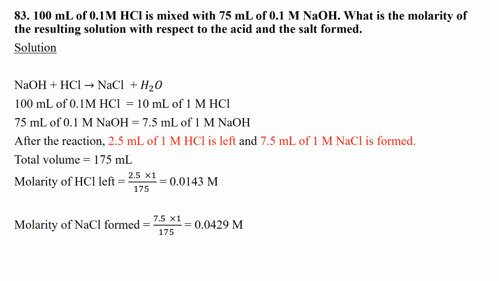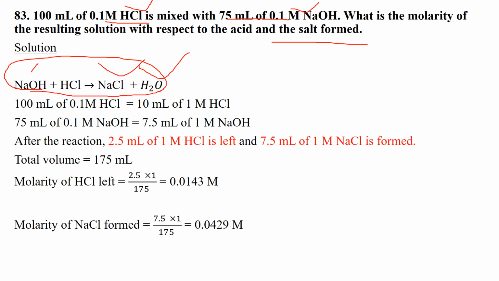100 ml of 0.1 M HCl is mixed with 75 ml of 0.1 M NaOH. What is the molarity of the resulting solution with respect to the acid and the salt? Here is the general representation of the above problem: NaOH plus HCl gives NaCl plus water.